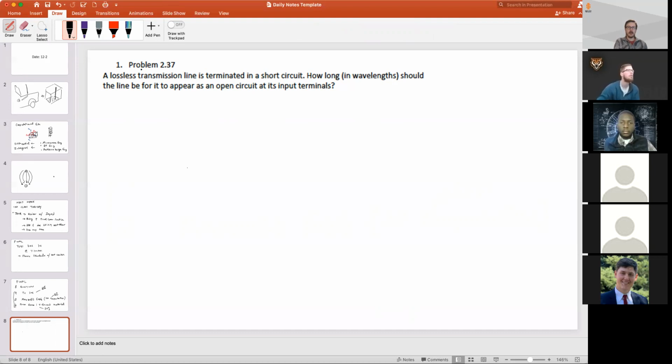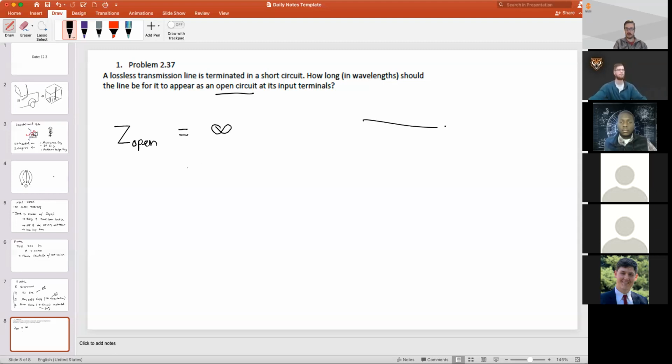All right, so if we see something like this, what does this mean? If it appears like an open circuit, what does that mean? It means it has some type of load on the end. What is the impedance of that load? Infinity. Yeah, right. It'll be infinity.